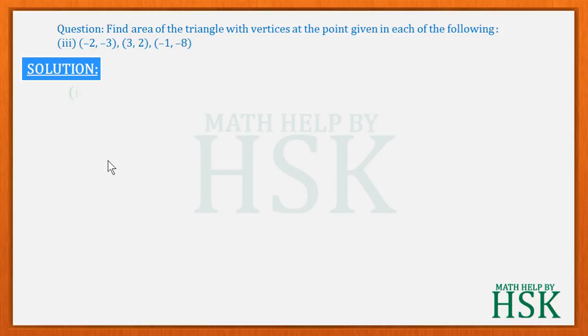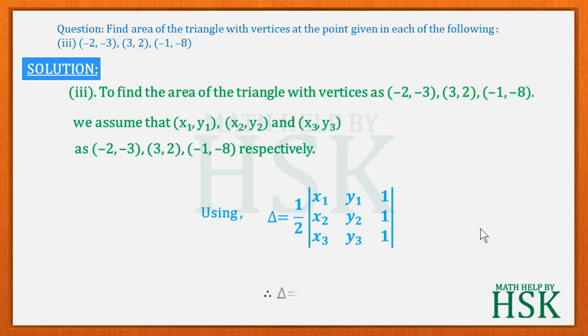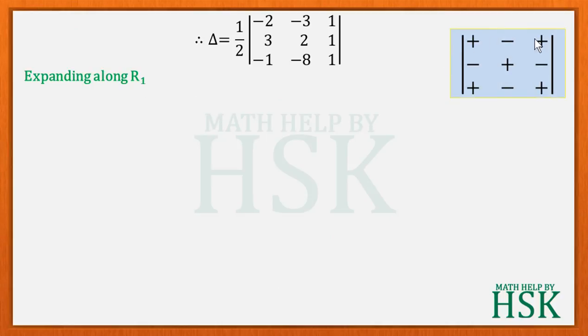Now we are going to take the third part. So similarly, we are going to solve as in part 1 and part 2, and we are going to assume that the vertices are x1, y1, x2, y2 and x3, y3 respectively. Using the formula for the area of the triangle, I'm going to write that area of the triangle is equal to 1 by 2 times this determinant, that is x1, y1, x2, y2, x3, y3 replaced by the vertices. Okay, I think there is no problem regarding the substitution. Now again we are going to solve by expanding along R1. You can check for the signs in expansion along R1.